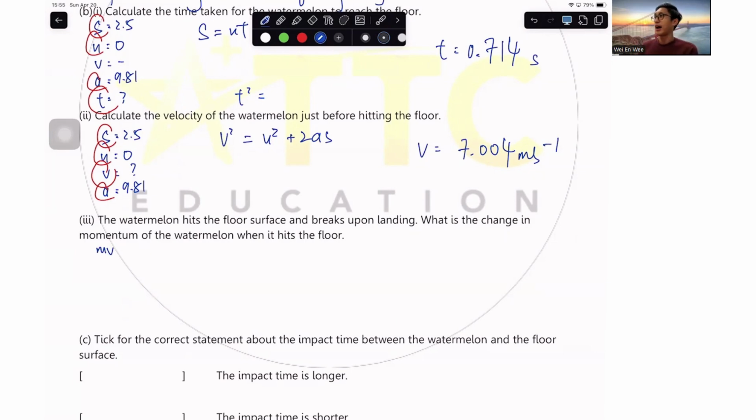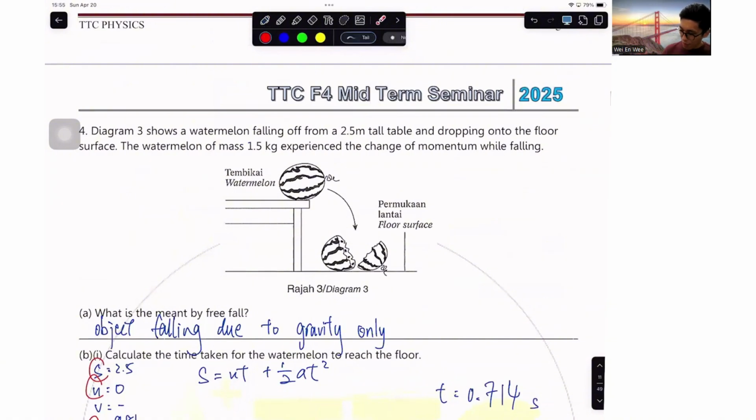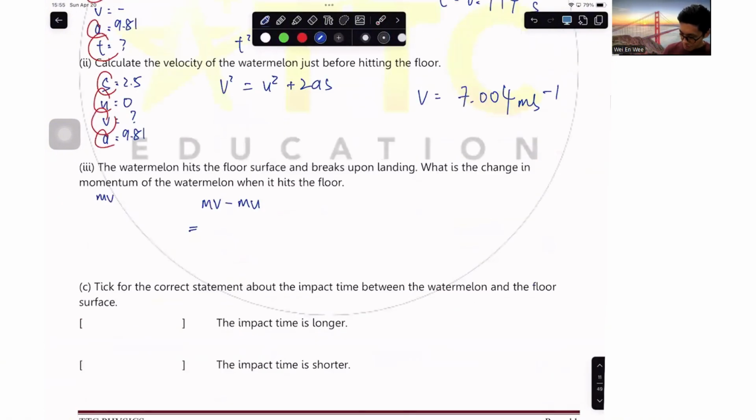Change means what? If I asked you to find the change in temperature, you take the temperature now and minus the temperature just now. So change in momentum is also the same. You take the latest momentum and then minus the original momentum. So basically you take your final momentum minus your initial momentum. That's called change of momentum. Okay? Now the mass is 1.5 kg for both.